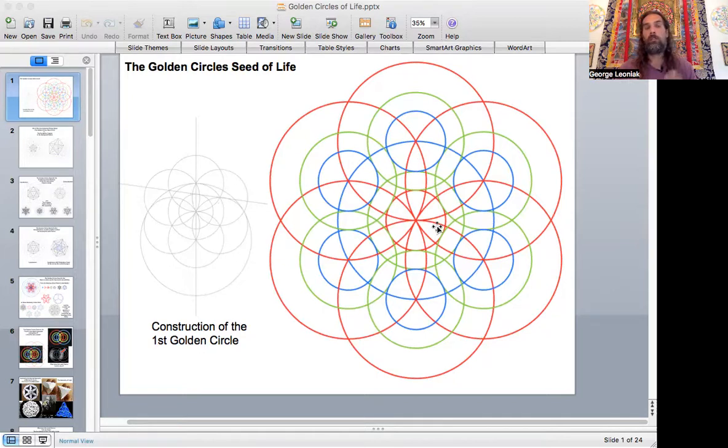So I teach this over and over and over again. It's really the fundamental, foundational step, besides drawing the first six circles, that is going to open up a huge world in sacred geometry for you.